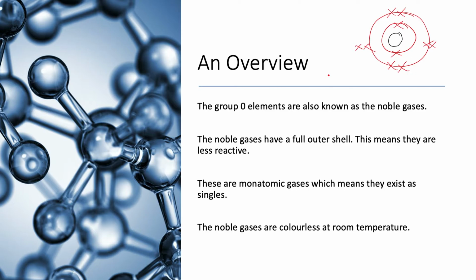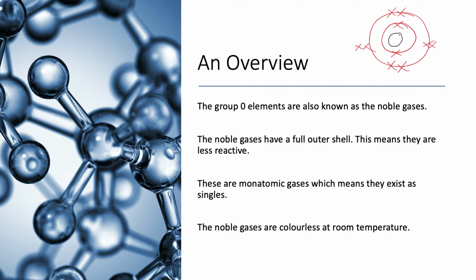The noble gases are very unreactive because, as you know, they already have a full outer electron shell and they don't have to react with any other element in the periodic table to gain a full outer shell because they already have one. The noble gases are monatomic gases, which means they exist as single atoms, and an interesting fact is that the noble gases are colorless at room temperature.